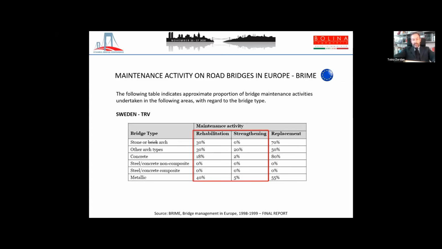Sweden probably is the only European country with different strategies, but Sweden is not representative. I would say it is a special country with reference to this approach. It cannot be considered a reference country in terms of maintenance activity and strategy for maintenance of bridges, because here you see replacement is the most common attitude.